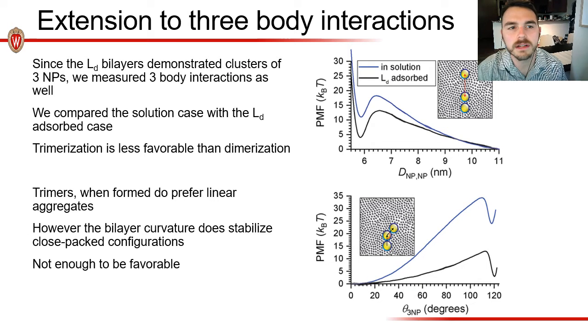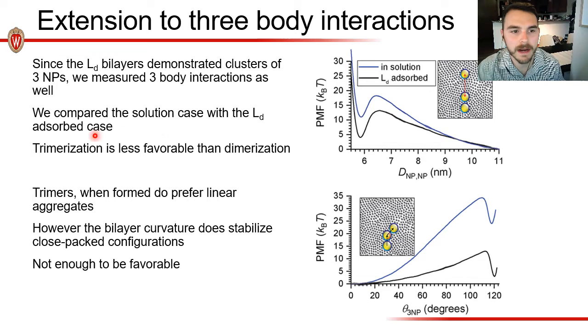Now, we wanted to extend this understanding to three-body interactions. This is where we have the attraction between three different nanoparticles on the bilayer. So this is because the liquid disordered bilayers in the clustering analysis demonstrated that clusters of 3 nanoparticles were possible. And so therefore we measured these three-body interactions as well.